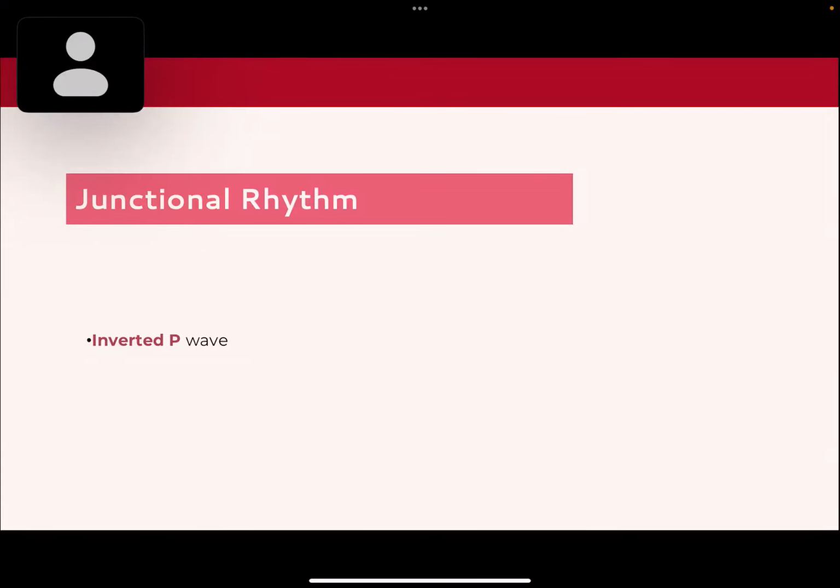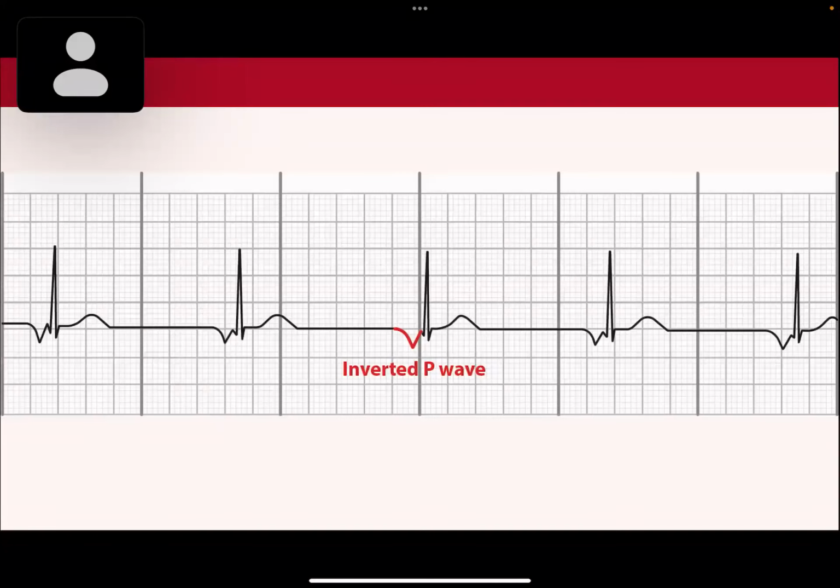Last thing is junctional inversion. If you see inverted P waves, this basically means that the source of this electrical activity is coming from the junction, not the sinus node. And this causes an inverted P wave. The normal P wave is facing upwards, but if it's facing downwards, this is what we call an inverted P wave. If you see this in the exam with inverted P waves, you just know that it's junctional rhythm.